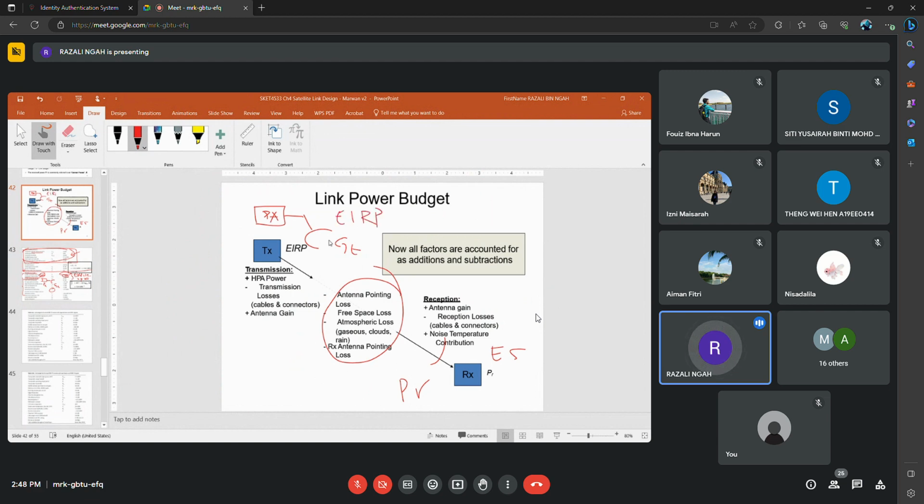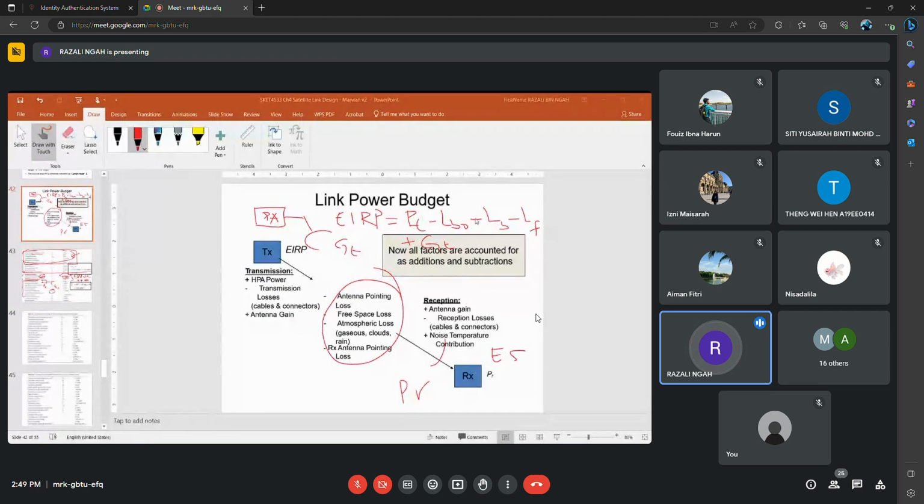So EIRP normally, as I mentioned just now, is related to back off loss, branching loss, feeder loss, plus GT. So these are three possible losses between the power amplifier and the transmitting antenna gain. Okay, so that's EIRP.